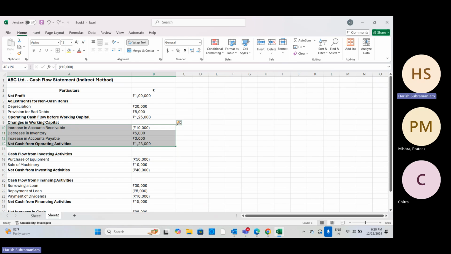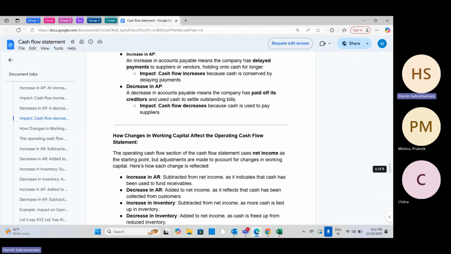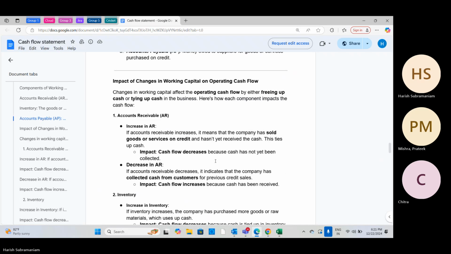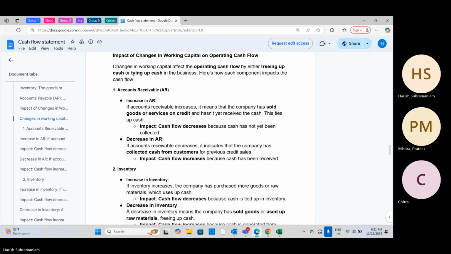And then we look at the working capital. So first is increase in accounts receivable. So what is accounts receivable? So if accounts receivable increases, it means the company has sold goods or services on credit and hasn't yet received the cash, right? This ties up cash.